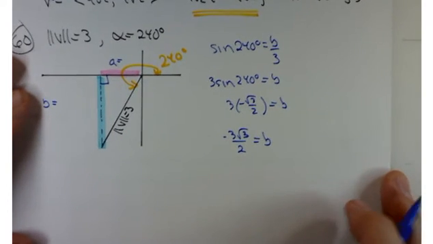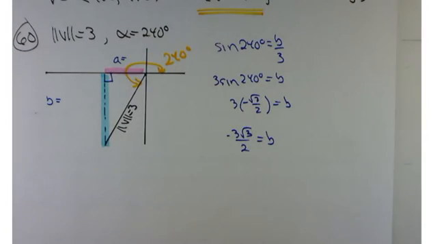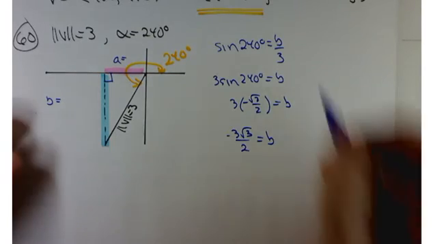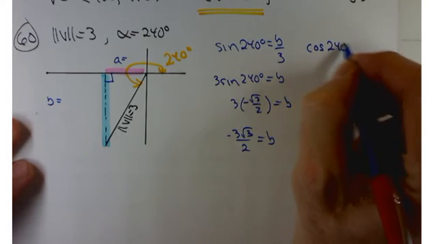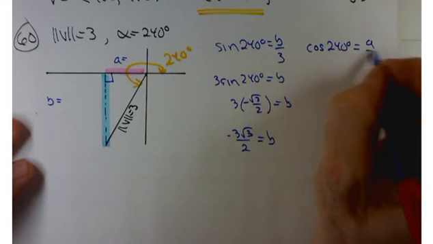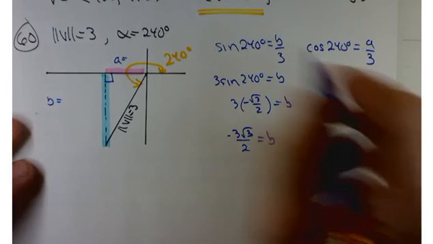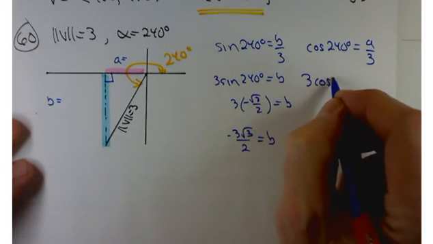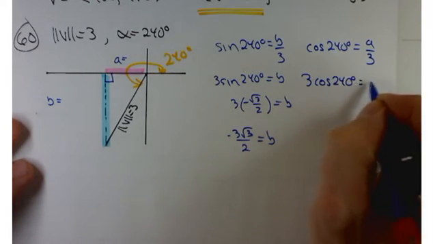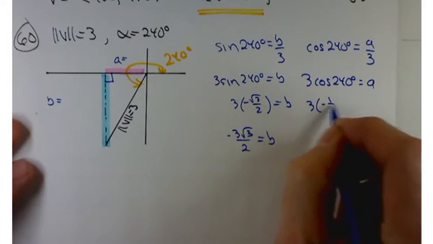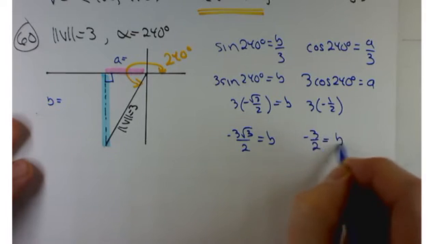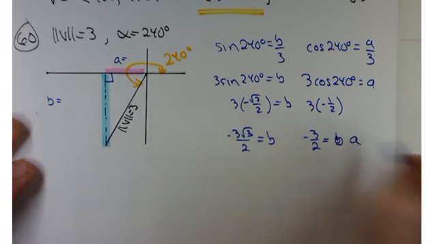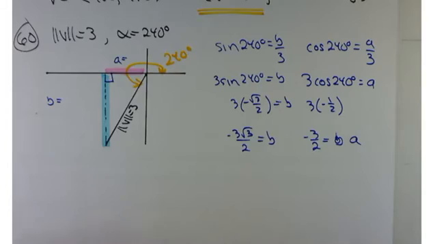What about A? Now A is not going to be the same length as B. We can't get away with any shortcuts like we could with problem 58. So we'll do cosine of 240 is A over 3. 3 times cosine of 240. What's the cosine of 240? Negative 1/2. So that'd be A. So there's your A and B.